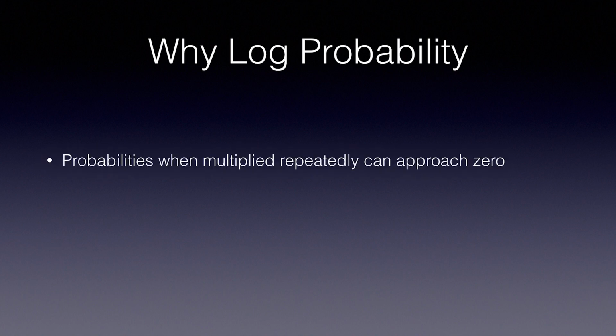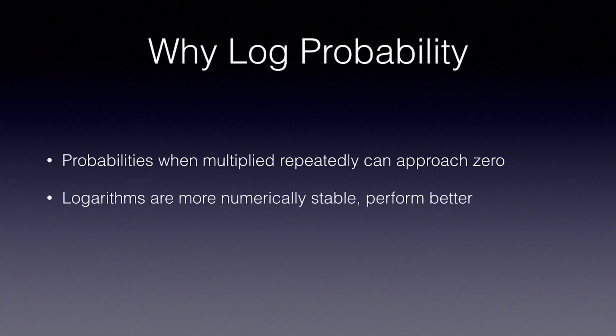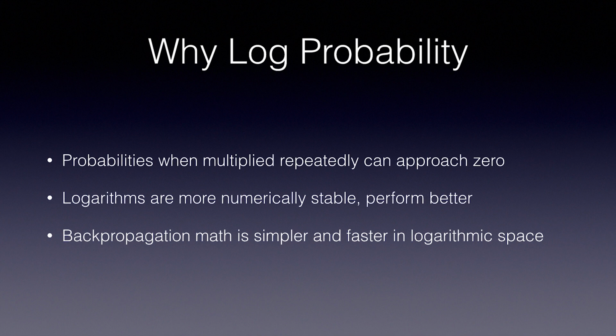Probabilities between 0 and 1, when multiplied repeatedly, can get very close to 0, which results in a float underflow error where it can essentially just become 0 and screw up our training. Logarithms, on the other hand, are more numerically stable and perform better. Backpropagation math is also simpler and faster in the logarithmic space.